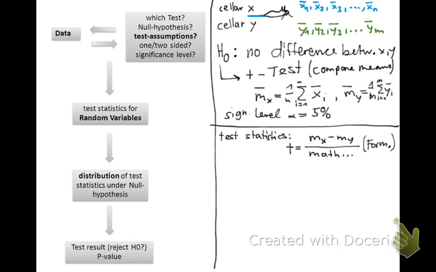Now observe something. I have not made the bars on the variables because now we talk about general random variables. Now we say, well, this is a mean value of some observation in cellar X and the mean value of some observation in cellar Y. We have general random variables, so assume that in cellar X you have 1 million mice. You take a sample of 10, right? So this is just a sample.